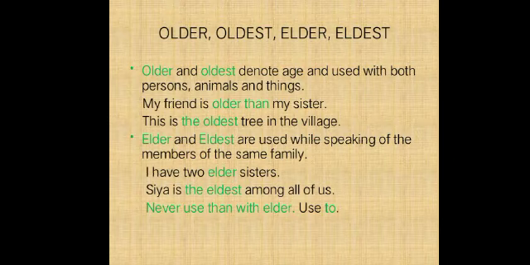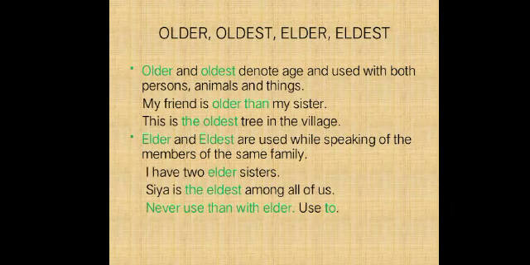Now we come to older, oldest, elder and eldest. How do we use them correctly? It's very important. Older and oldest denote age and they are used with persons, animals and things. My friend is older than my sister. So of course you know that it shows age. And this is the oldest tree in the village. How old the tree is: the oldest tree in the village.